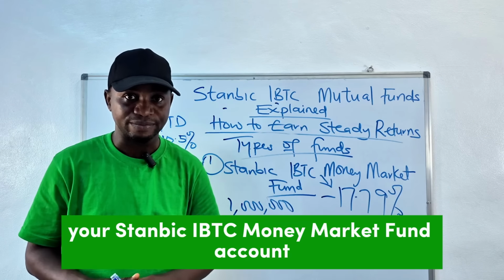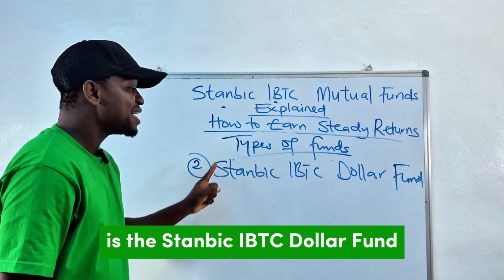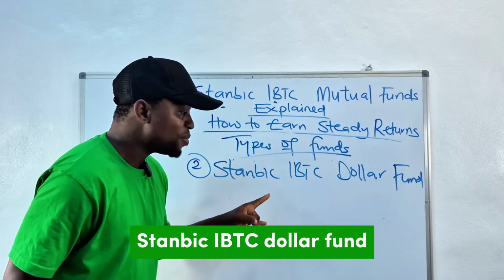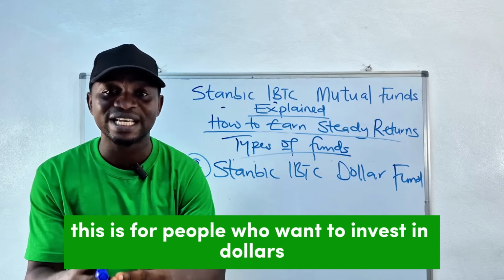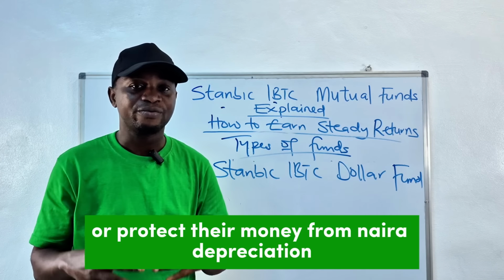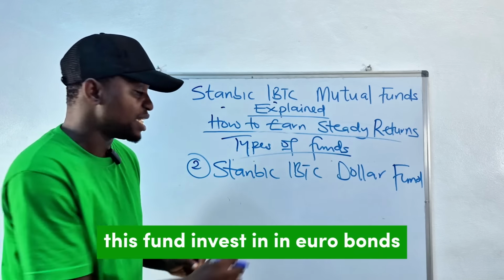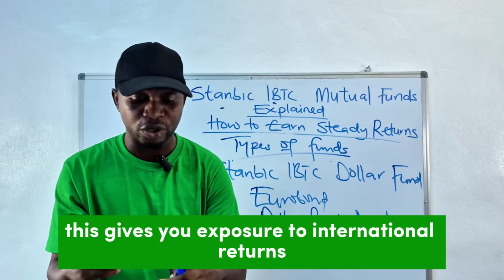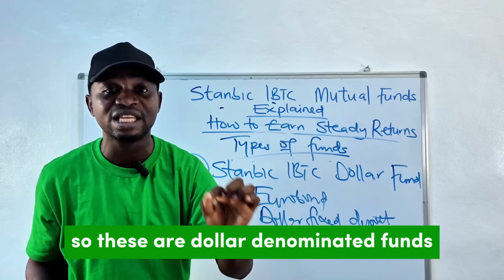Another type of mutual fund you can see on the Stanbic IBTC mutual funds is the Stanbic IBTC Dollar Fund. This is for people who want to invest in dollars or protect their money from naira depreciation. This fund invests in eurobonds, and they also invest in dollar fixed deposits. This gives you exposure to international returns. So these are dollar-denominated funds.